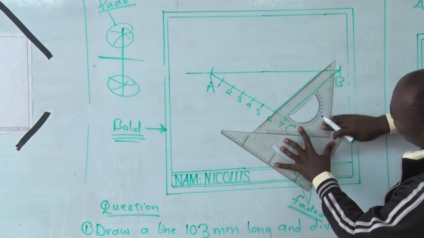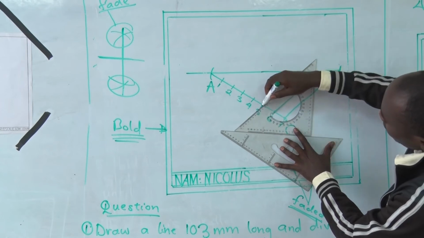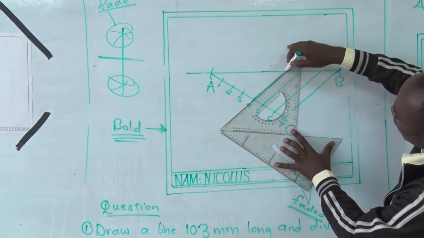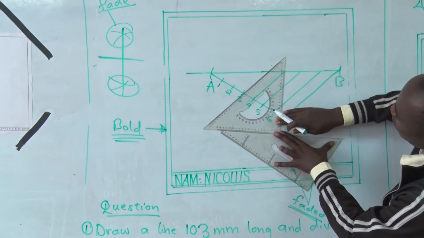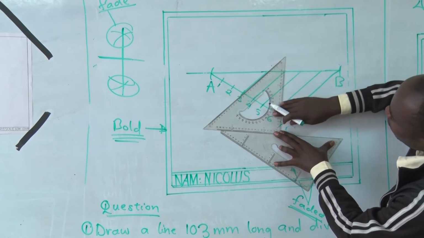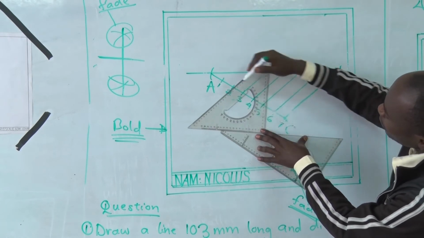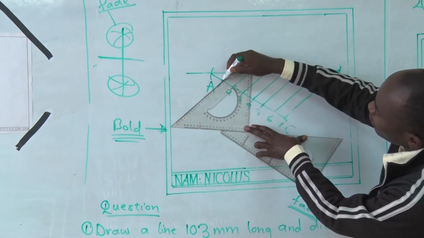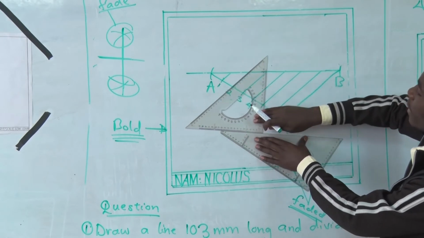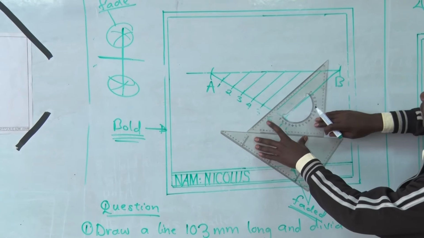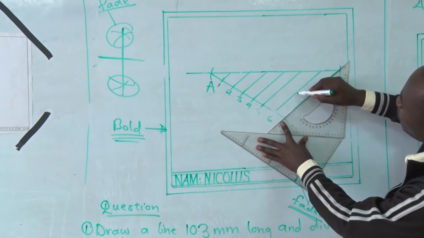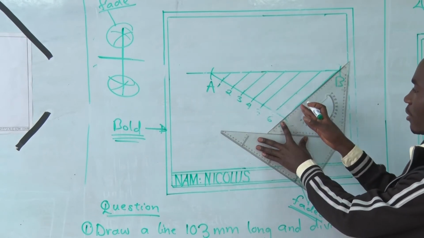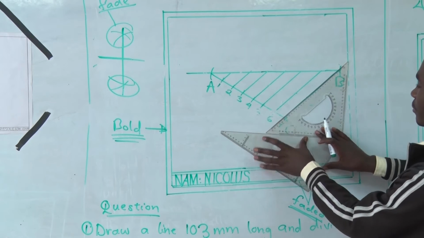Draw a line. Slide it like this, draw a line, slide it, draw a line, slide, draw a line, also slide, and draw a line. So you can see that it is sliding. So this line is parallel to this, it is also parallel to this. So they are parallel from the source of CB.